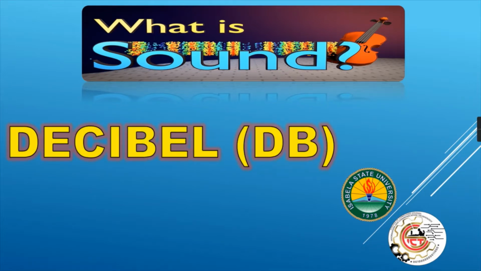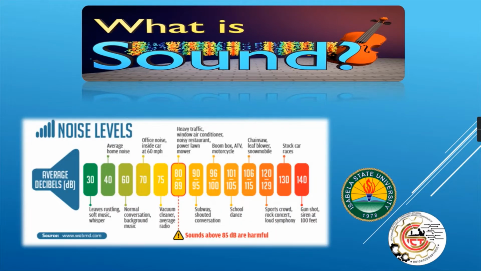Sound is measured in decibels or dB. This is the noise level. 30 dB is the equivalent of leaves rustling, soft music, a whisper. 80 to 89 dB is heavy traffic, a window air conditioner, a noisy restaurant, a power mower. But sounds above 85 dB are harmful, and at 114 dB the noise level is a gunshot, or a siren at 100 feet.